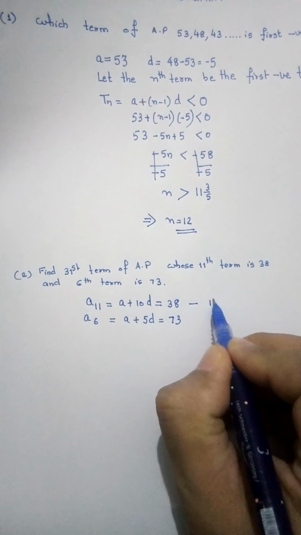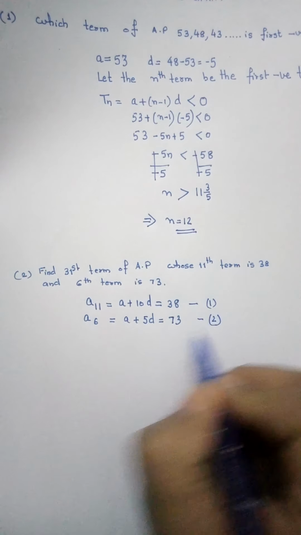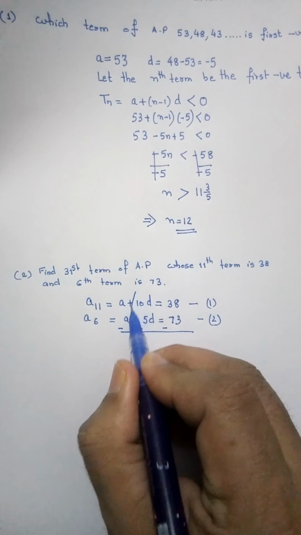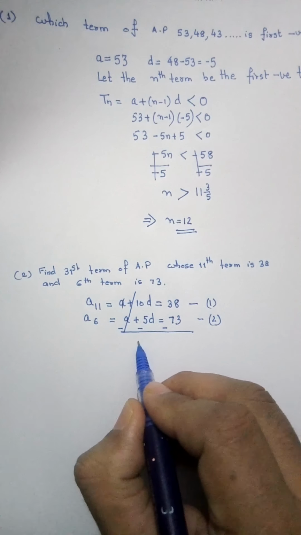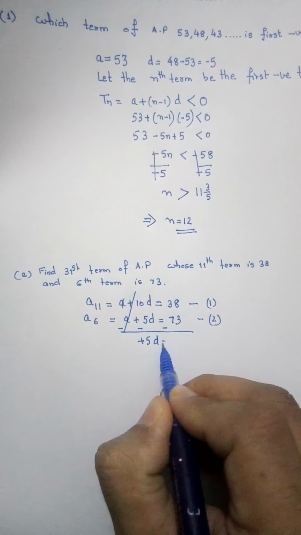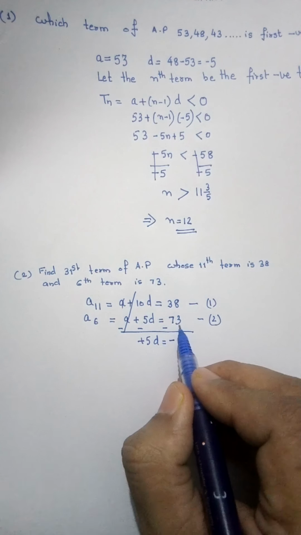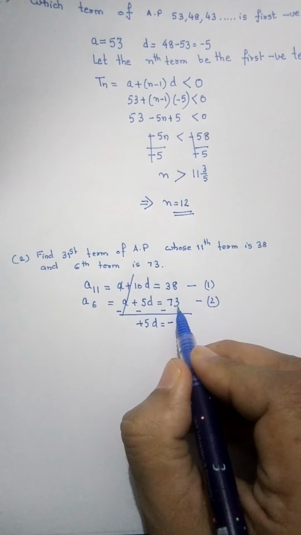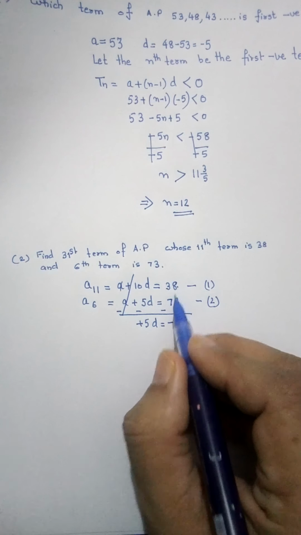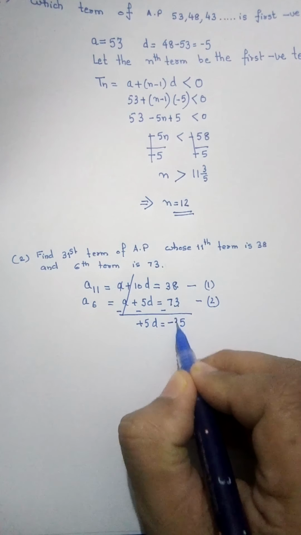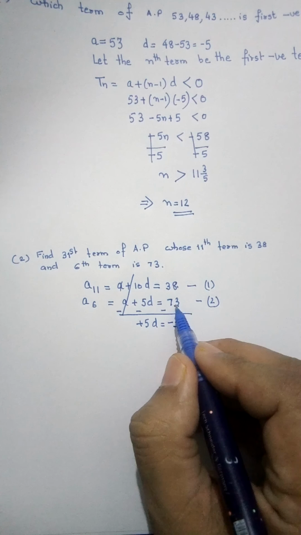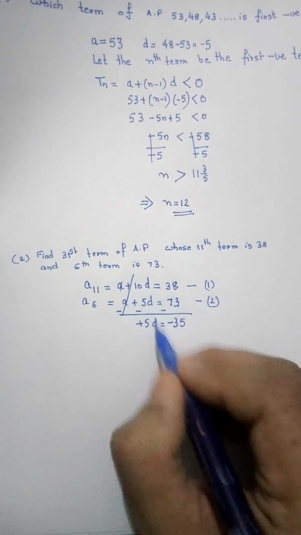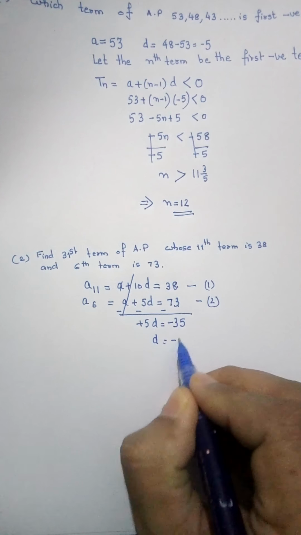Now you have got simultaneous equations. Two equations you have got, 1 and 2. You have to solve for A and D. Just subtract them. You will see A will get cancelled and you will be left with 5D equal to, sign of the bigger and the difference you will take. Out of 13, 8 goes 5, then 6 is left, so minus 35. So D is equal to minus 7.